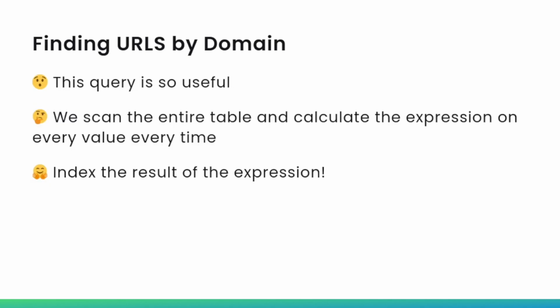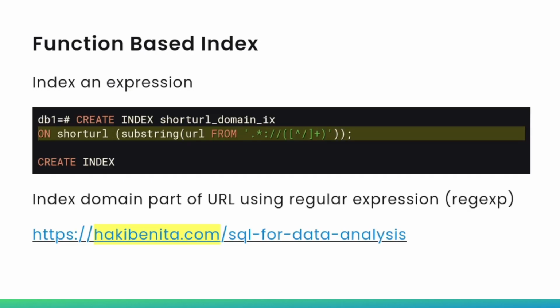So we have this query, and it's very useful. There's a strong business need for this query, but every time we query this table, we basically recalculate the entire expression for every value every time. This sounds a bit wasteful. So what if, and as you can guess, it's possible, what if we could just index the result of this specific expression? This is called a function-based index, which happens to be the database object with the coolest acronym, FBI.